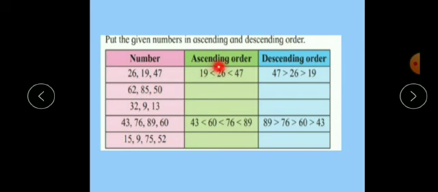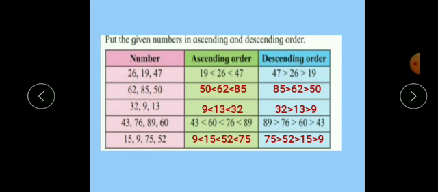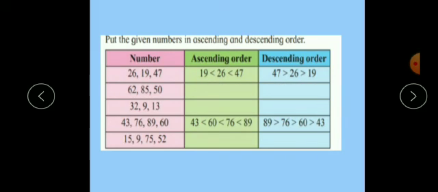First we will write the ascending order, which means we will arrange the numbers from smaller to bigger. Among these three numbers, 50 is the smaller number. So 50, then after 50, 62, and after that 85. Okay. And now in descending order, we will arrange the numbers from bigger to smaller. So among these three numbers, 85 is the bigger, after that 62 and after that 50, which is the smaller number. Okay. See the next one.